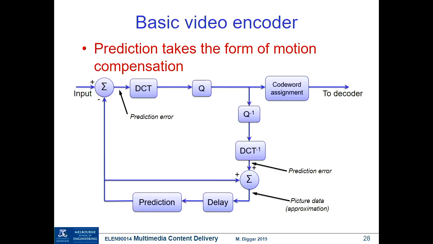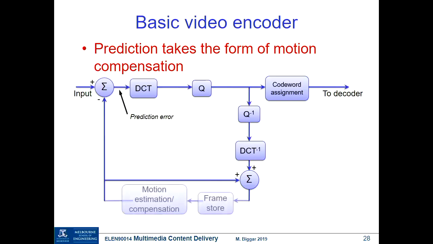Really, for a start, we're more specific about prediction. We're doing motion compensation here. So our generic delay and prediction can be replaced by a frame store because we're doing one frame delay, and our prediction is replaced by motion estimation and compensation. That's right. So that's all very well, but what else is missing, do you think?